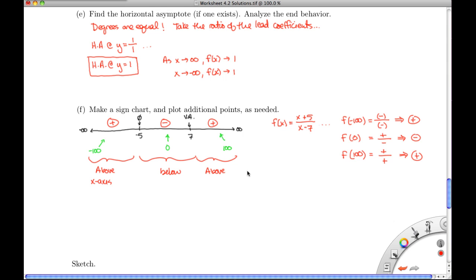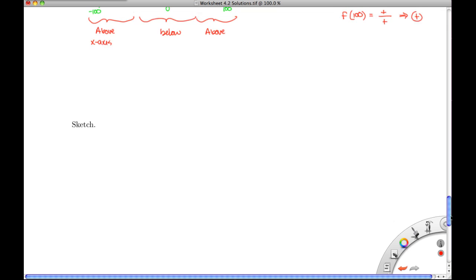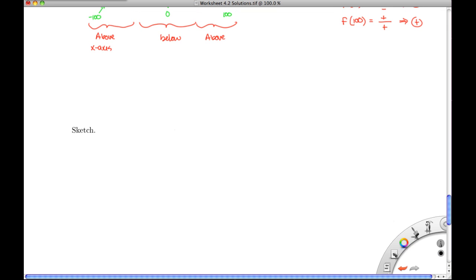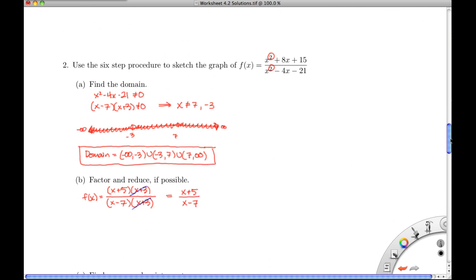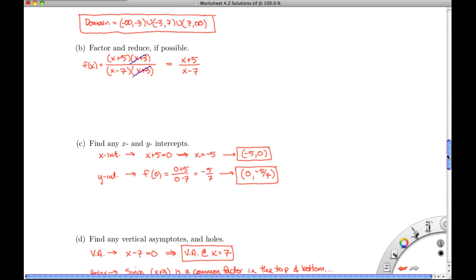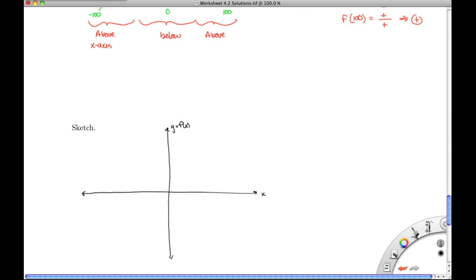All right, so we have done a lot of work here. Let's see what we can do about getting a halfway decent sketch put together. So we'll start by getting our axes set up here. So here's our y-axis, and here is our x-axis. All right, so what did we determine? So we've got an x-intercept at -5, 0. So let's go ahead and put that there. So at -5, we've got an x-intercept. So I'm just going to put a nice point right there.